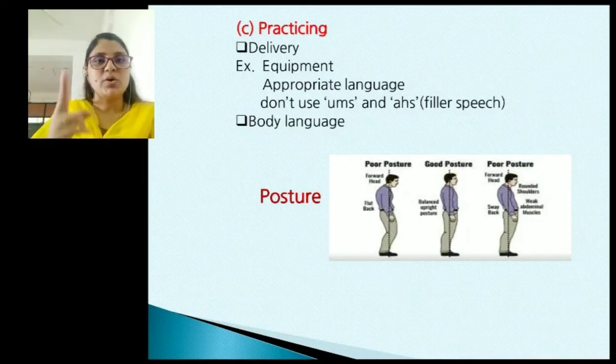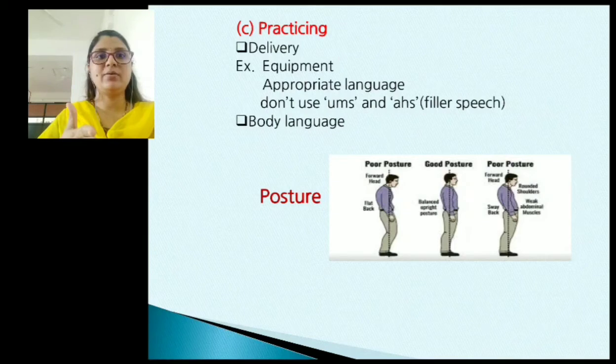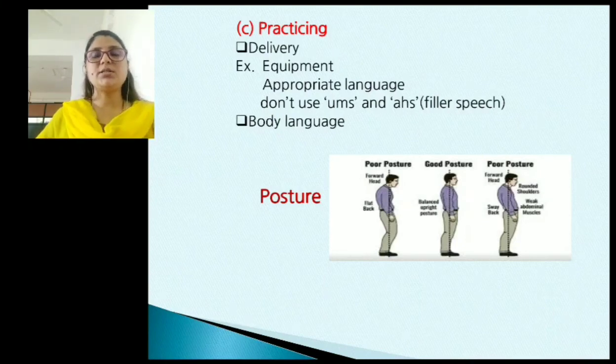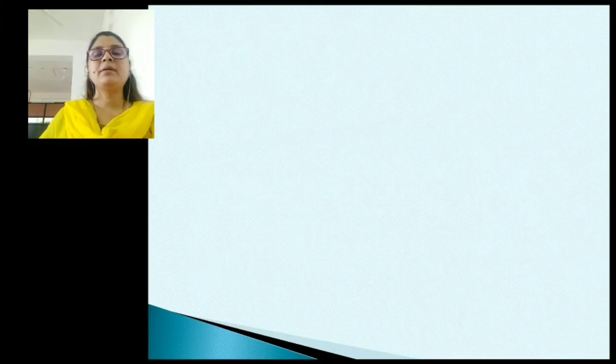Posture. In this diagram you can see the posture: forward, balanced and backward. A good posture is what the center figure shows: you should stand up straight and give your presentation. Then next is your gesture.